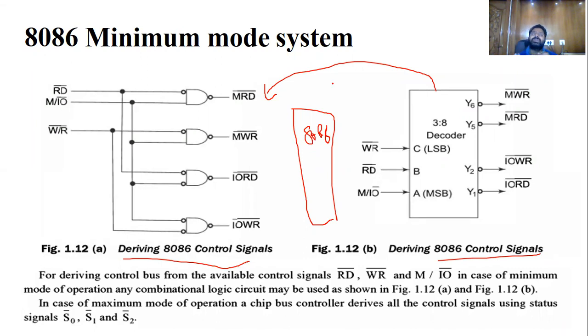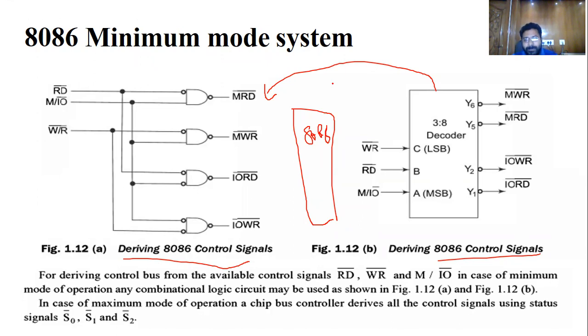To interface this microprocessor to the memory and input/output devices, you require more devices: latches, transceivers, decoder circuits, then the control logic circuits, as well as some interfacing devices like the 8255 PPI. So many devices are required to interface the memory and the input/output devices. Okay, so this is one type.